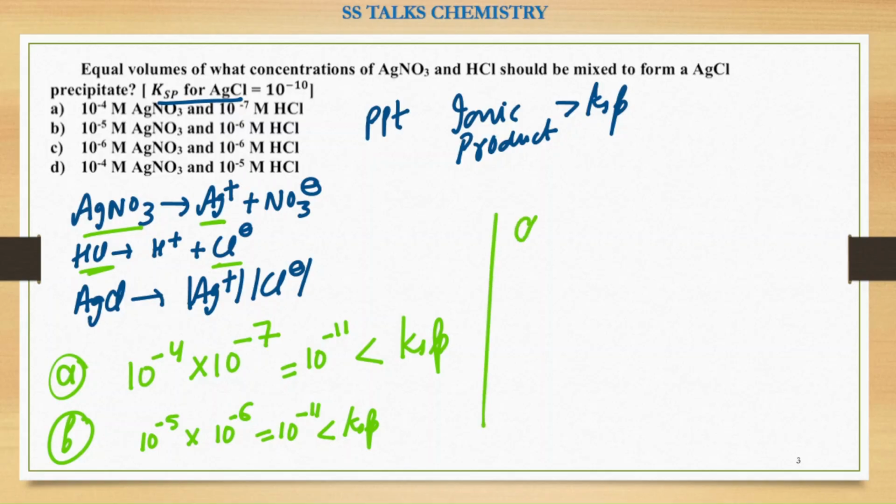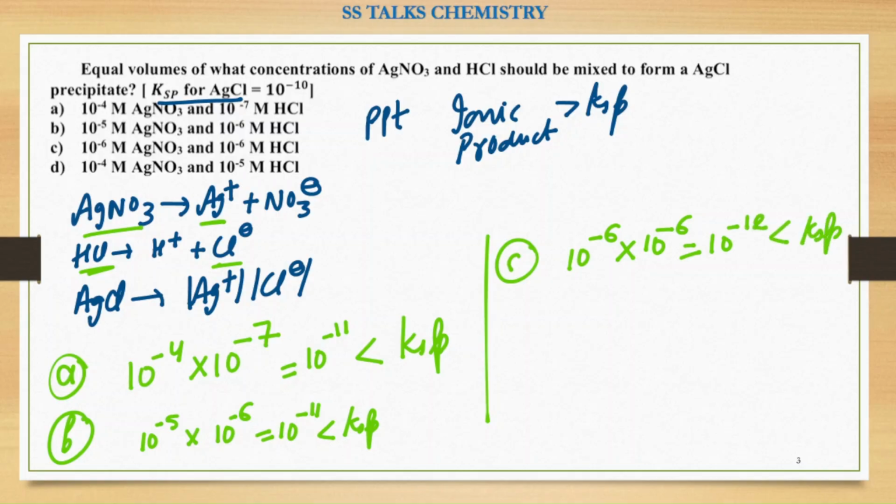Next is option C. In this, the Ag+ concentration is going to be 10 raised to the power of minus 6, and for Cl- also 10 raised to the power of minus 6, which comes out as 10 raised to the power of minus 12. Again this is less than the Ksp value, so no precipitate formation is going to be there.